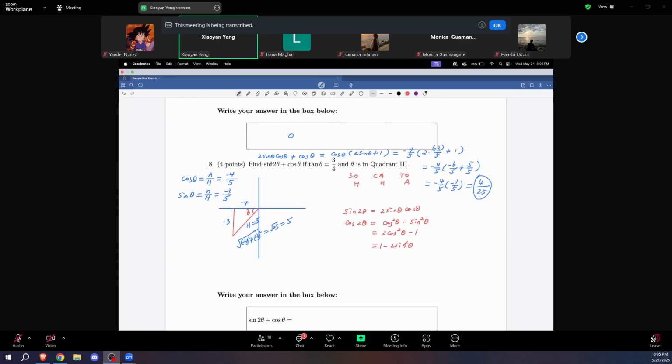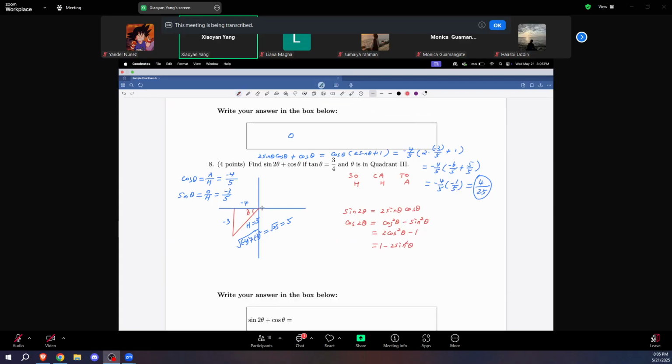So then simplify, just pull out. You can start from here, it doesn't matter. This is not a big issue. You can do 2 sine theta cosine theta. What's sine theta equal to? Sine theta is opposite over hypotenuse. Remember, hypotenuse is always positive.